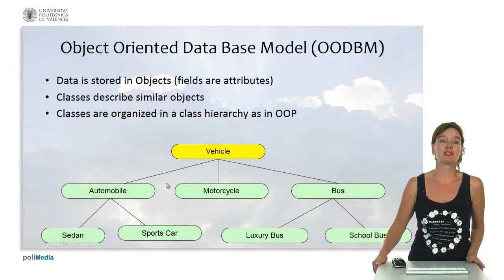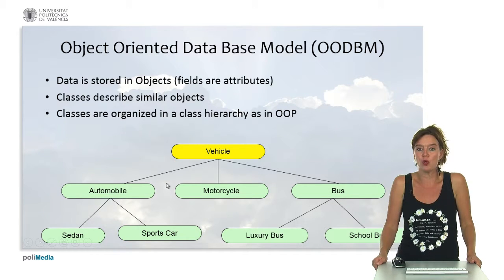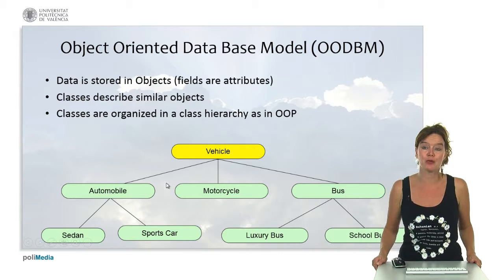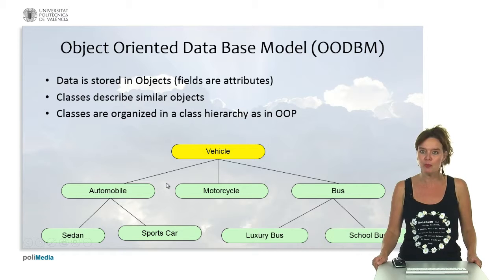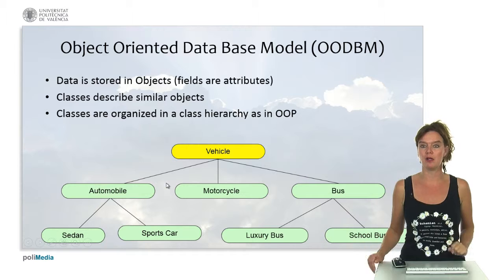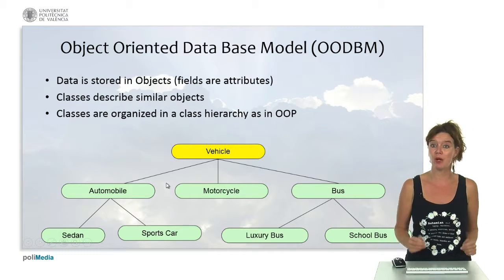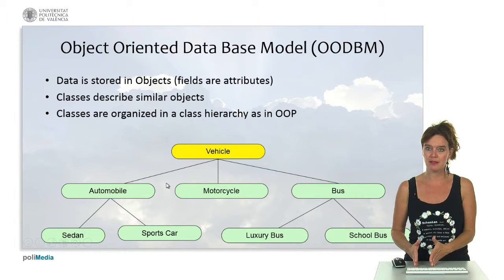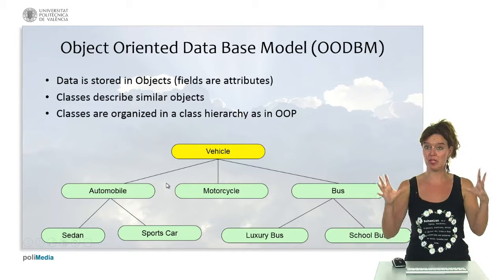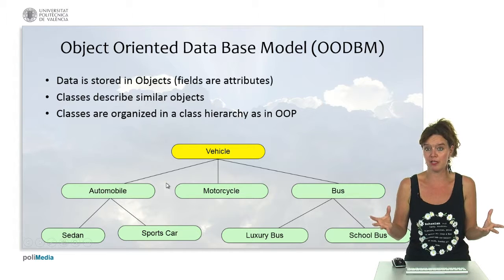Finally, we have object-oriented database models, and then data is just stored in objects. We've seen this in the module on object-oriented programming, where everything was an object, and an object had attributes for data and some methods on it. So in an object-oriented database model, this is basically what happens. Data is an object, and objects have attributes.